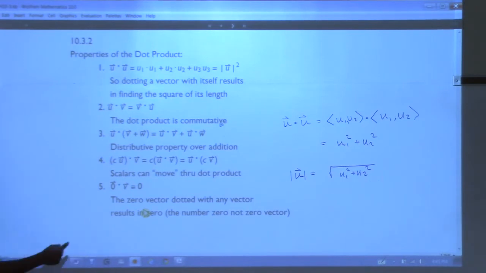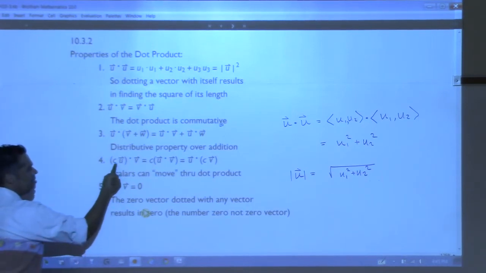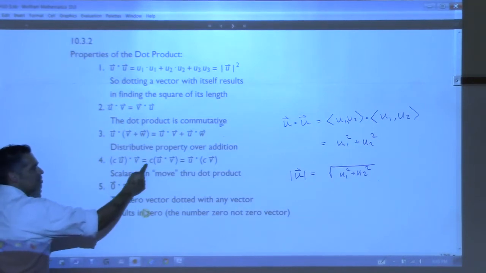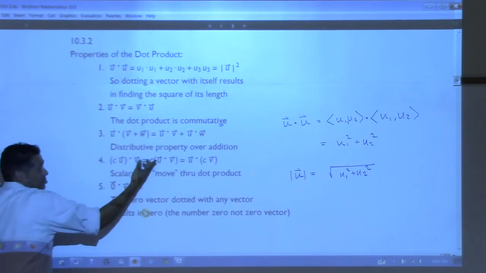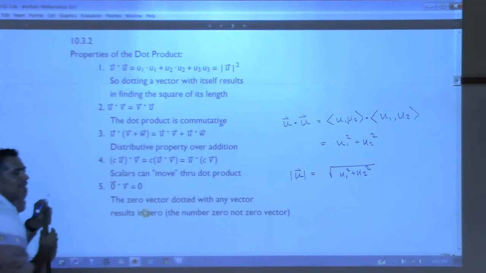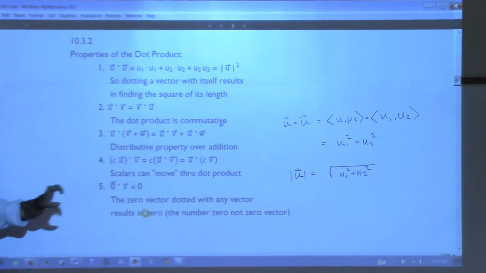What about this fourth property? Scale the vector u, dot it with v. Saying here that you can do the dot product and then scale after. Or if you want, you can put the scalar on the v and not on the u. So basically that c, that scalar, slides around the dot product anywhere you want it.